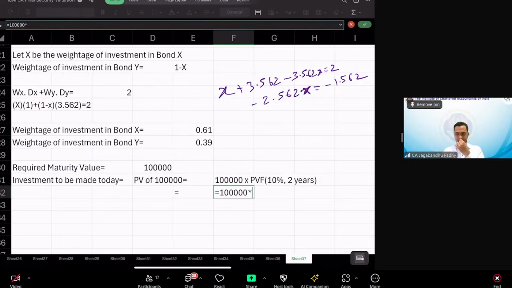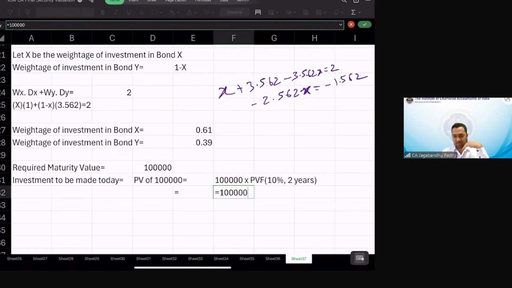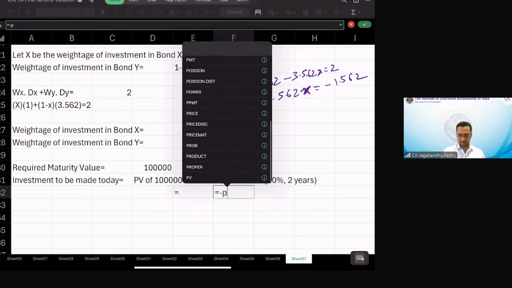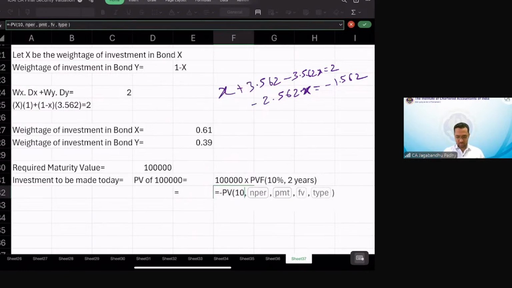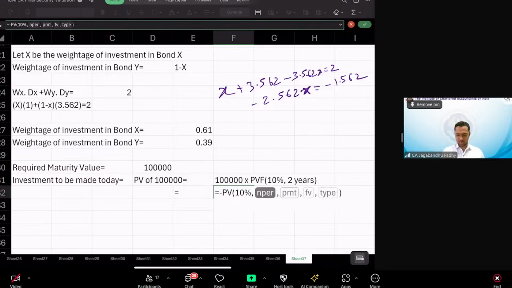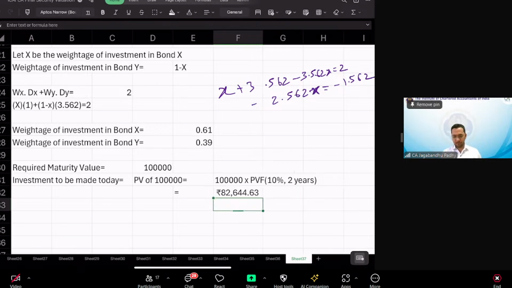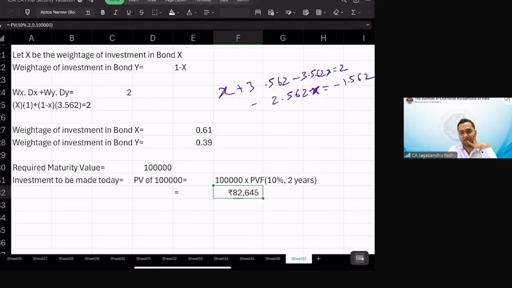Tell me guys, this is 1 lakh into present value factor. What's the present value of this? Simply use the PV formula also. Rate is 10% and nper is 2. Is it 82,644 or 82,645? Correct? Okay, this is the investment that I need to make.